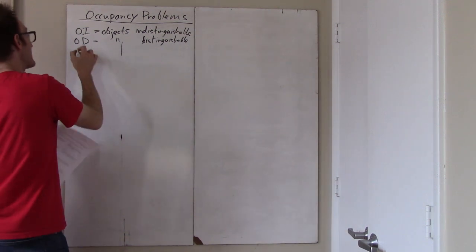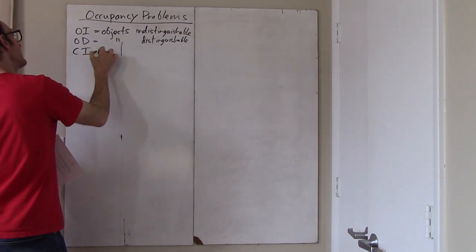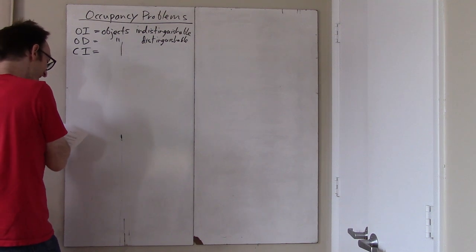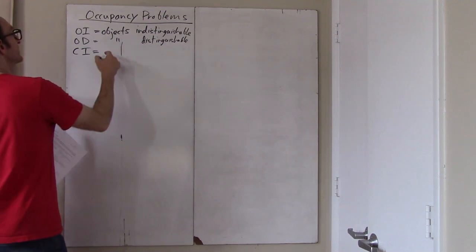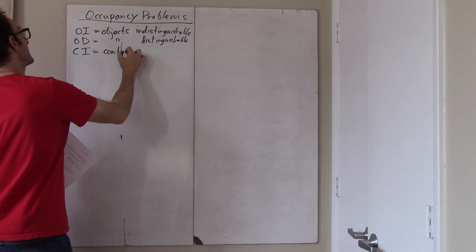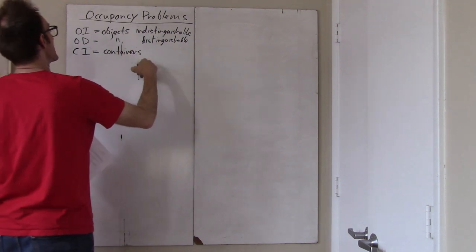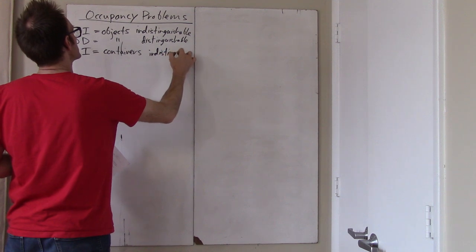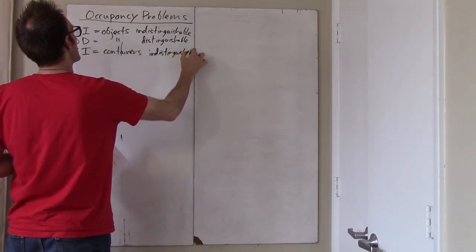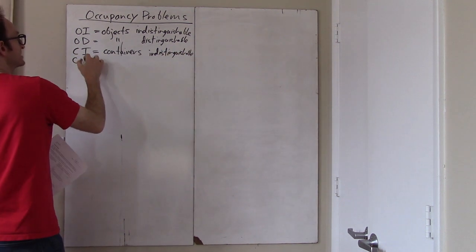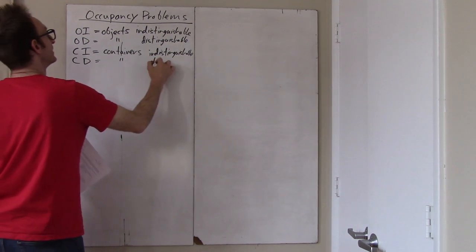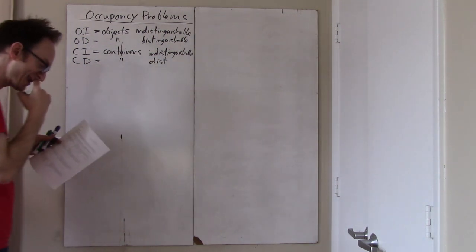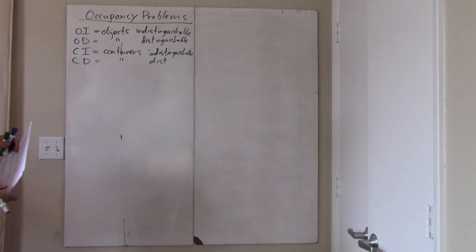And then we have the containers. The containers themselves could be distinguishable or indistinguishable. So this stands for containers indistinguishable, and containers distinguishable. Okay. And then there's one more idea, which is can some containers be empty?